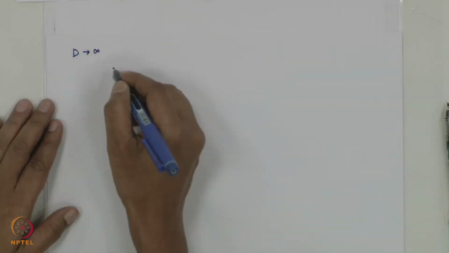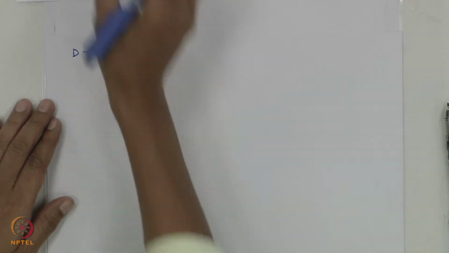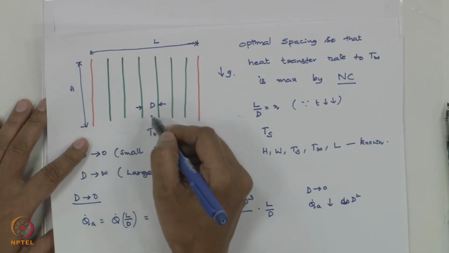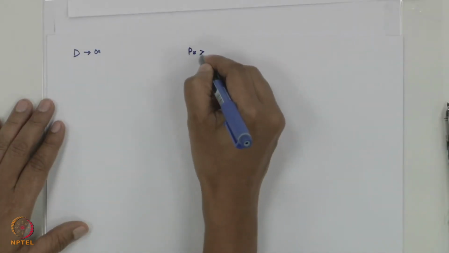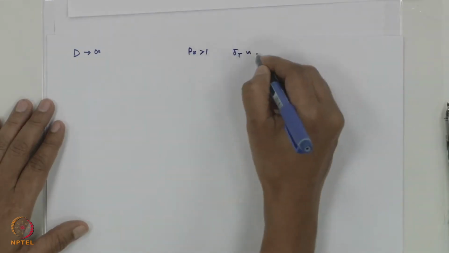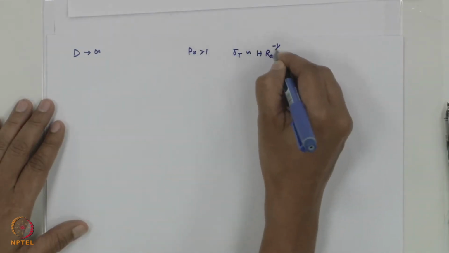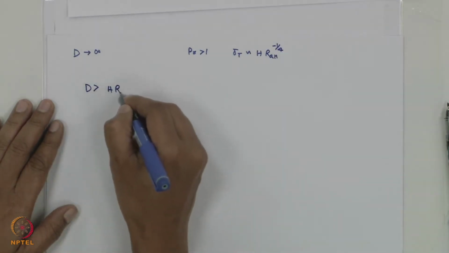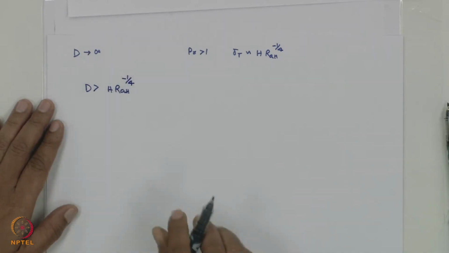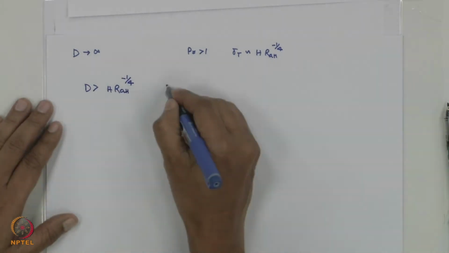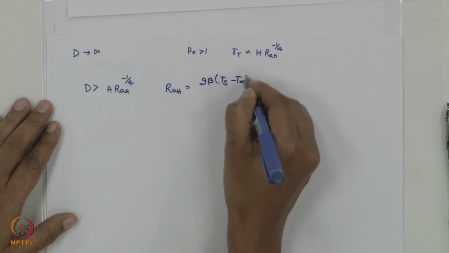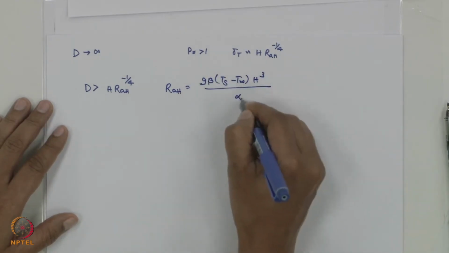Now let us take up the D tending to infinity limit, large spacing. That means the plates are wide enough that the boundary layer of one plate will not interfere with the boundary layer of the other plate. We will take the Prandtl number greater than 1 case, and delta T for Prandtl number greater than 1 is h RaH to the power of minus 1 by 4. We are saying that D is greater than h RaH to the power of minus 1 by 4, so that they are not interfering. And the Rayleigh number, to remind you, is g beta (Ts minus T infinity) h cube upon alpha nu.